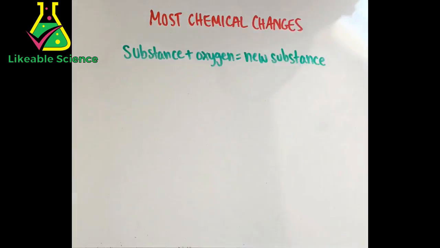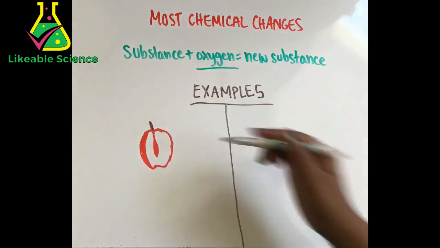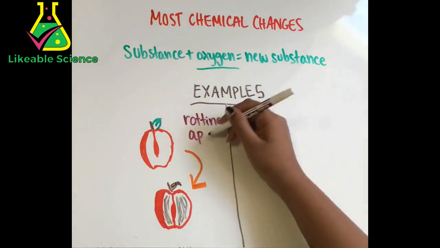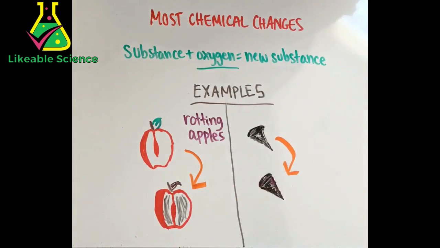In most chemical changes, a substance reacts with oxygen to form other substances. Examples of this are an apple turning brown or a nail rusting.